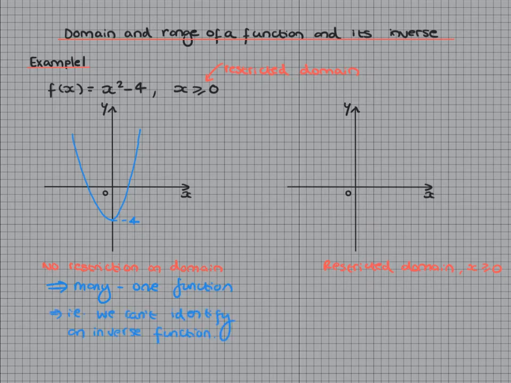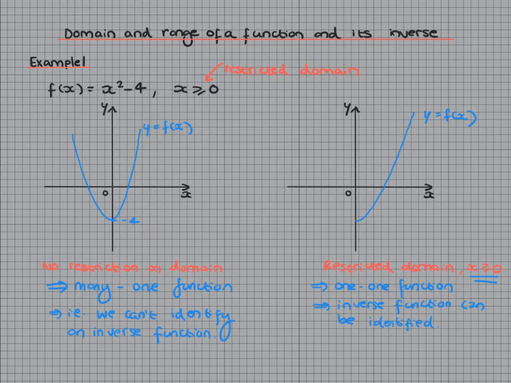Now, in the second sketch diagram, we're going to restrict the domain of f of x to x greater than or equal to 0, which means we're only allowing x to be greater than or equal to 0. So that means that our function looks like this. Now, this means that it is now a one-to-one function, so an inverse function will exist. An inverse function will only exist if the original function is one-to-one, or if we restrict the domain of the original function so it becomes one-to-one, which is what has happened in this example here.